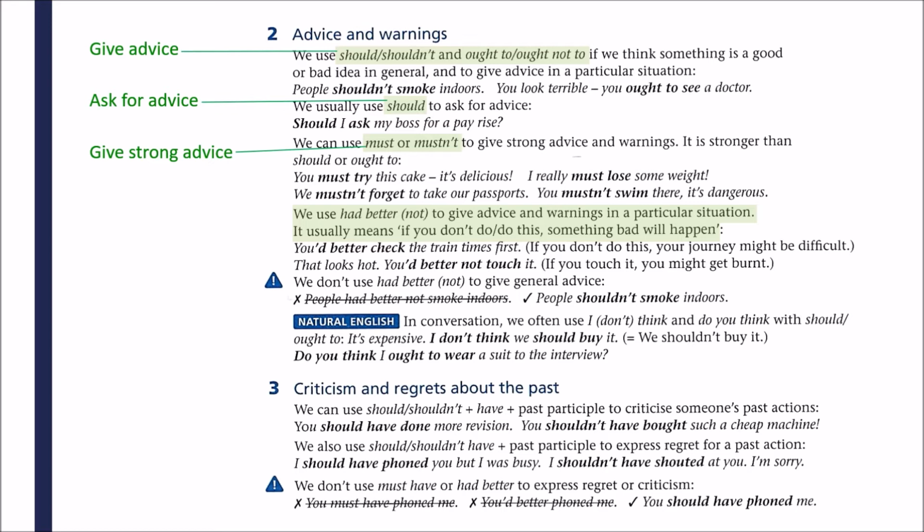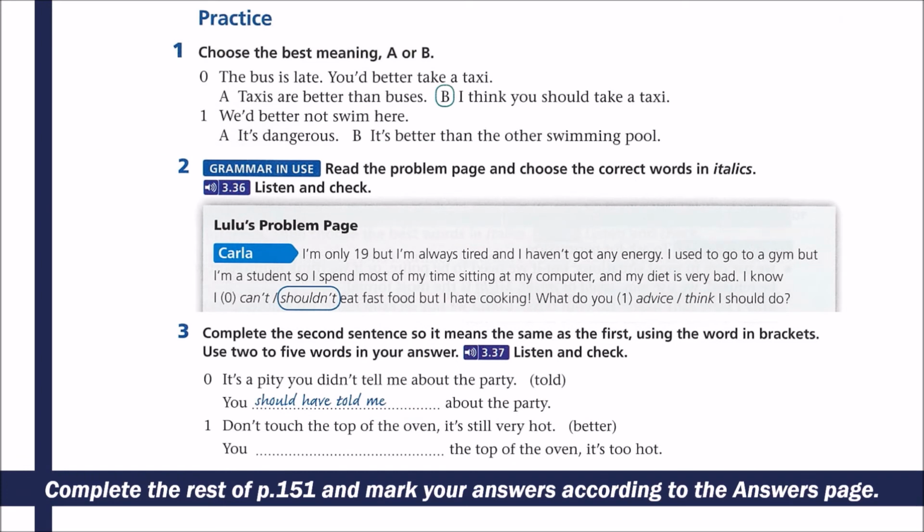So when you tell someone they had better do something, or they'd better do something, you're telling them that it is the better decision than not doing anything. And finally, as we've discussed before, we can use the perfect form of modal verbs to talk about regrets in the past. Now let's look at the practice.